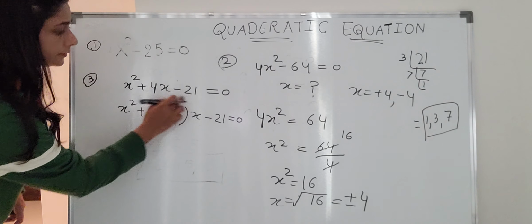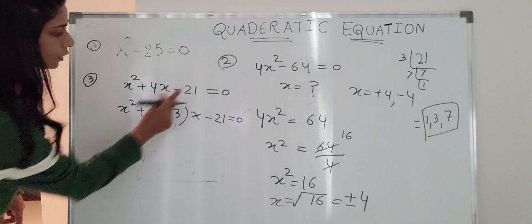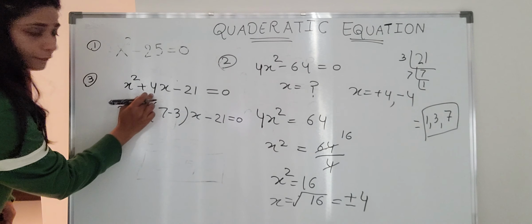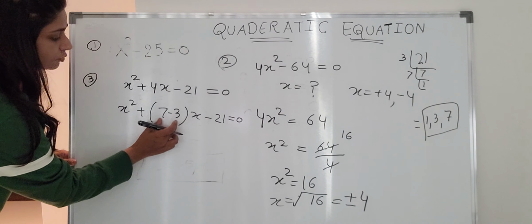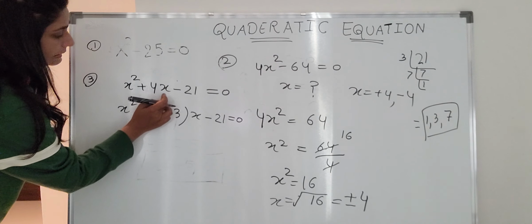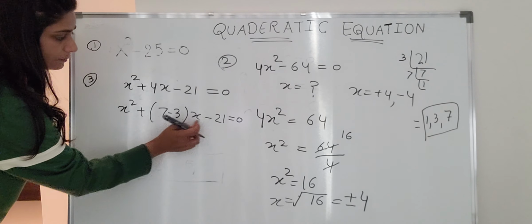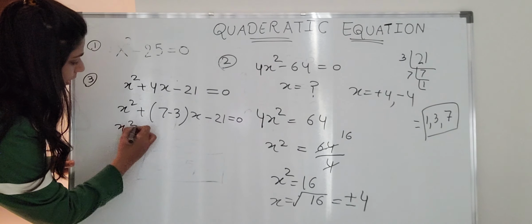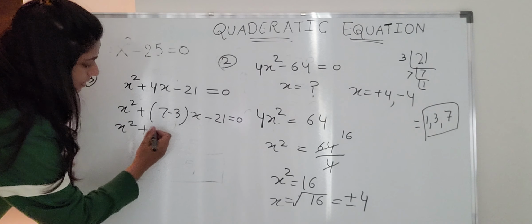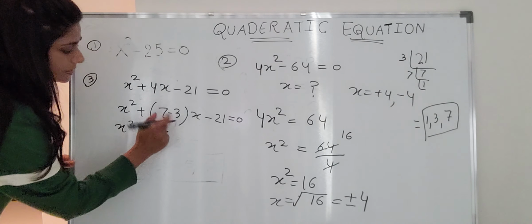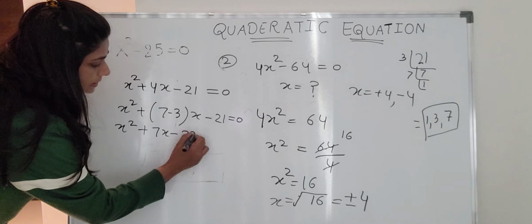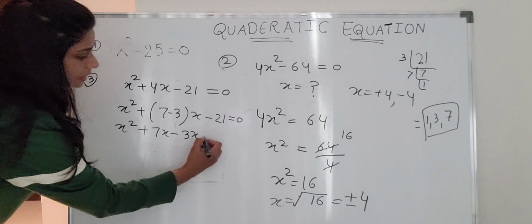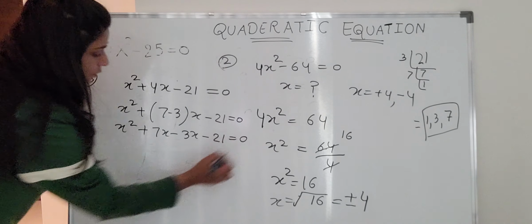So we have two numbers, 7 and 3, from the factors of 21. If we subtract 3 from 7, we find 4. So we will write 7 minus 3 in place of 4, and as it is, we write x outside, minus 21 equals 0. Now we will open the bracket. x² plus 7x. It is minus, so minus 3x. We multiply this x in both the numbers. Minus 21 equals 0.